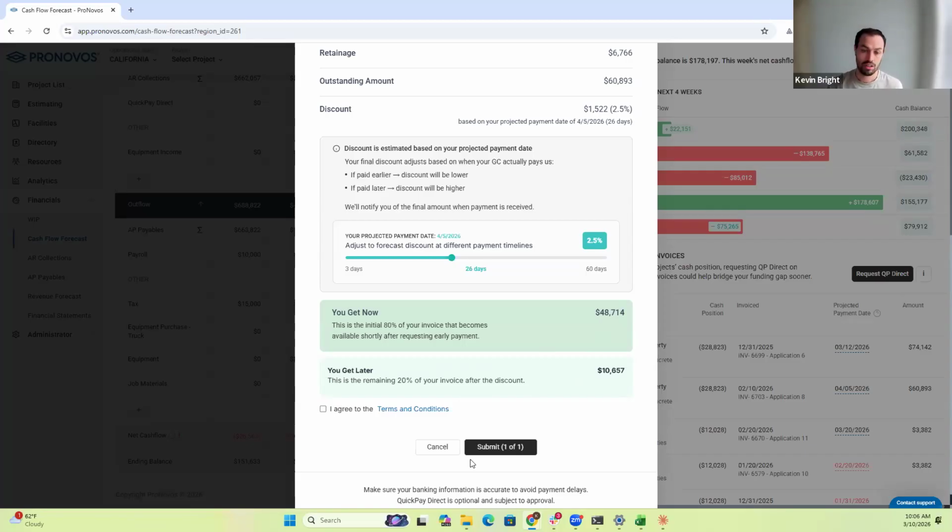Agree to the terms and conditions and then submit it. And basically what that does is that notifies us that you want early payment on this invoice. We will review it. If everything looks good, we will approve it. And within 24 hours, you'd be seeing that $48,000.